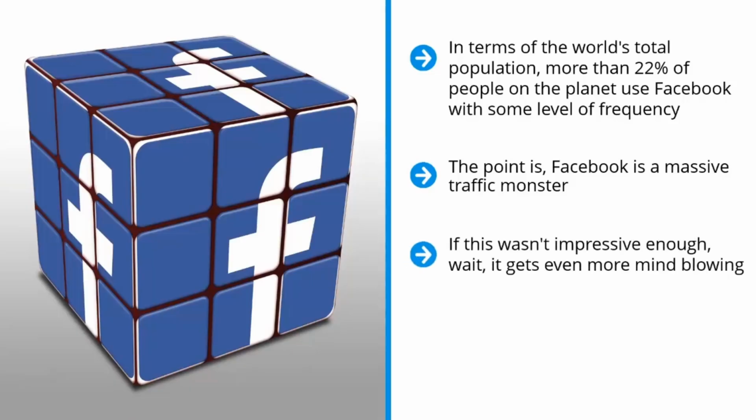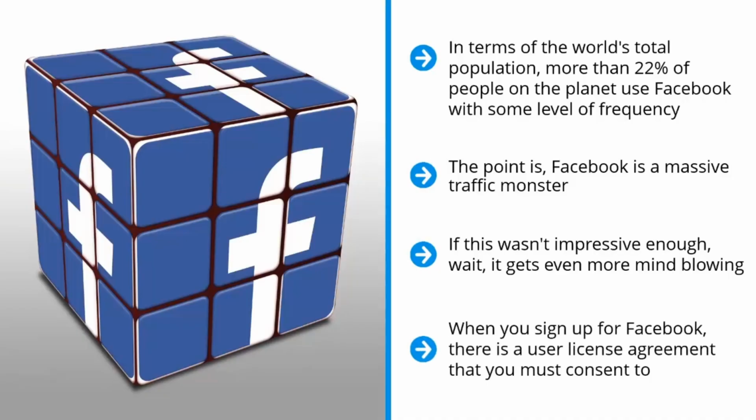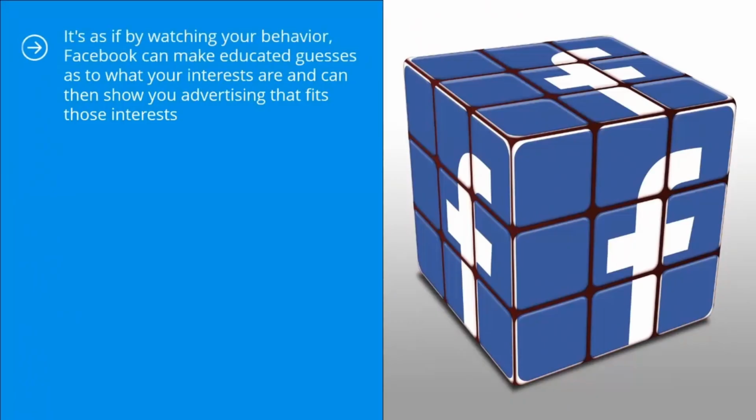If this wasn't impressive enough, wait, it gets even more mind-blowing. Once people log into Facebook, the system basically keeps tight surveillance on them. And the crazy thing is that this is all done with their permission. When you sign up for Facebook, there is a user license agreement that you must consent to. Unless you read the fine print, you wouldn't become fully aware that once you sign in, every like, comment, share, as well as pages that you liked and even ads that you clicked will be monitored by Facebook. It's as if by watching your behavior, Facebook can make educated guesses as to what your interests are and can then show you advertising that fits those interests.